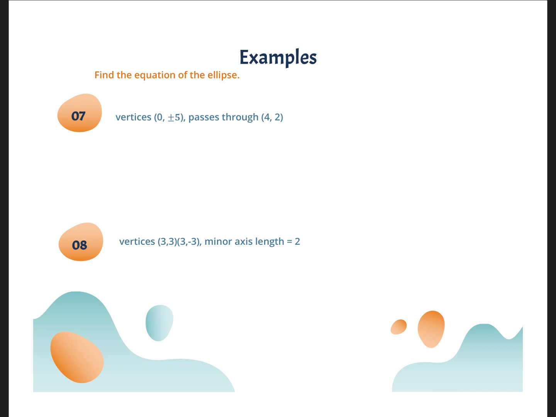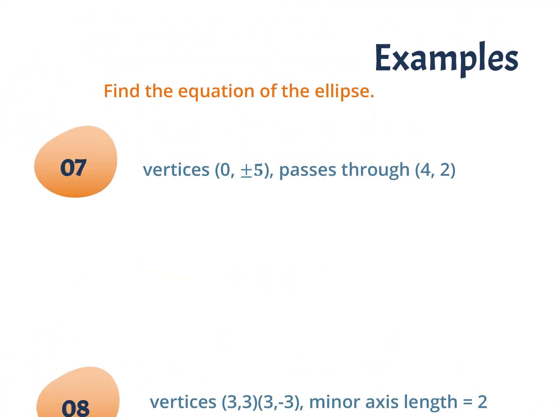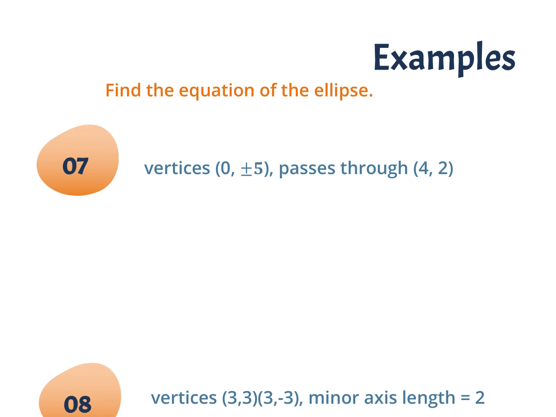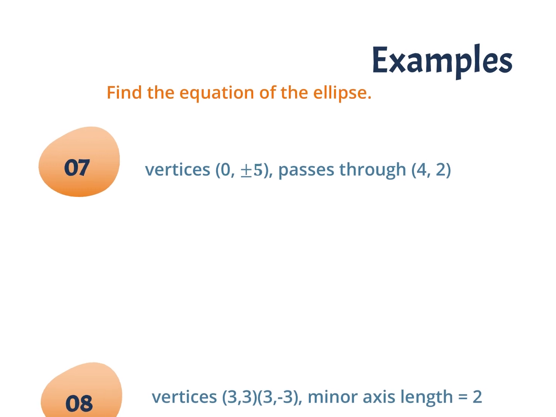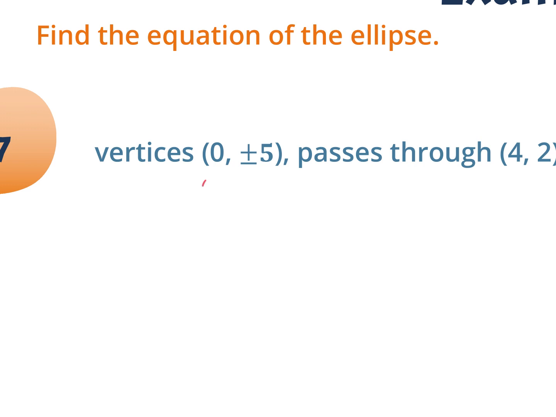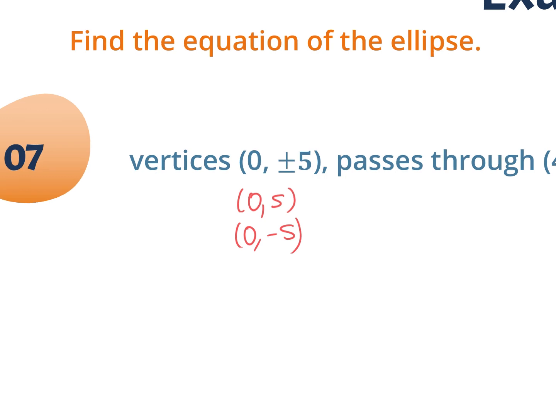Next one's a little different, just trying to give you different pictures of different things. Let's talk about what they gave us. It says the vertices are at where? Okay, so I have one vertex at 0, 5, and I have one vertex at 0, negative 5, correct? What value is that? A equals what? Plus minus 5, so I know that a squared is how much? 25.